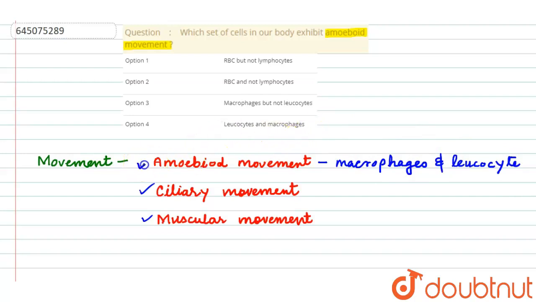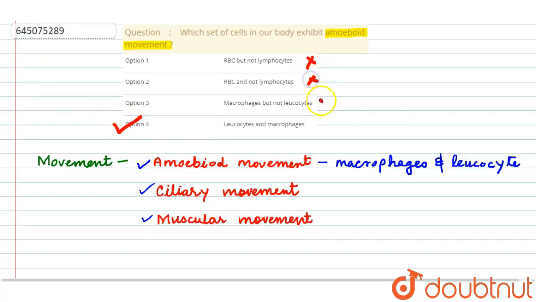So eventually we understood Amoeboid movement as well. Now if we go back to the options, we can see that option 4 is the correct option with respect to this question. The rest all three are wrong. So this was all for this question. Hope you have understood it well.